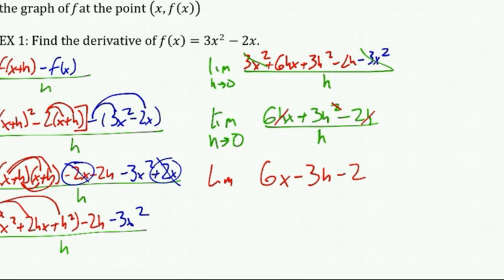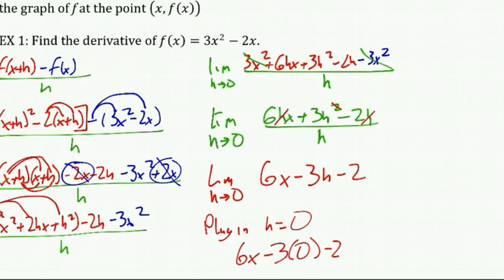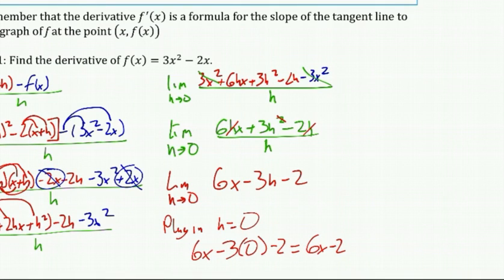So again, this is the limit as h approaches 0. Now that's as simplified as we're going to get. Now let's plug in h equals 0. So we have 6x minus 3 times 0 minus 2. That just simplifies to be 6x minus 2. And folks, that's as far as we're going to be able to go. So we're going to say, and let me open up some space here, this is our derivative. So we're going to say f prime of x, the derivative of f of x, equals 6x minus 2.